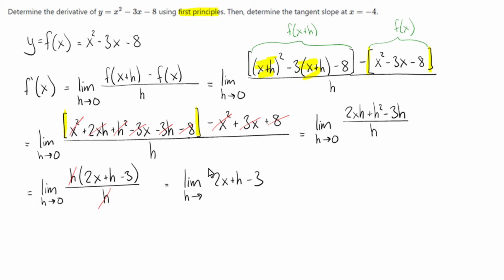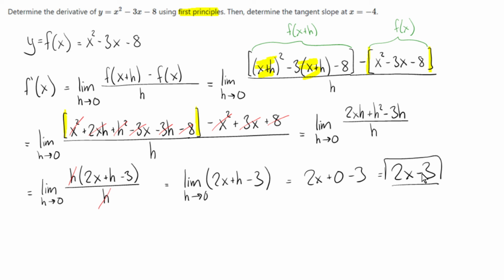So at this point, h goes to 0. At this point, we can substitute in the 0 instead of the h. So we're going to get 2x plus 0 minus 3, which is the same thing as 2x minus 3. So this is our derivative of f of x, x squared minus 3x minus 8, from using first principles.